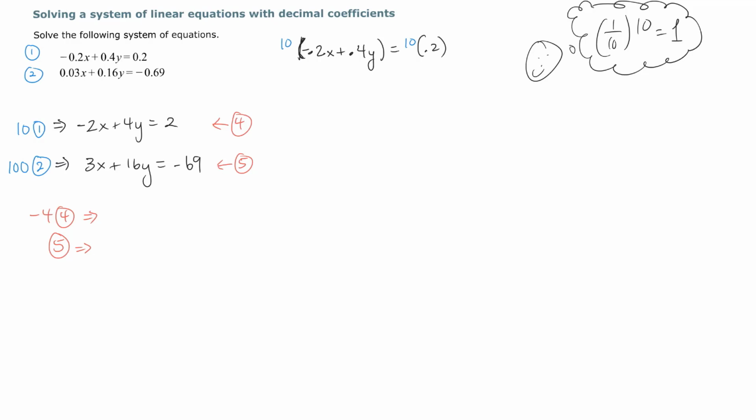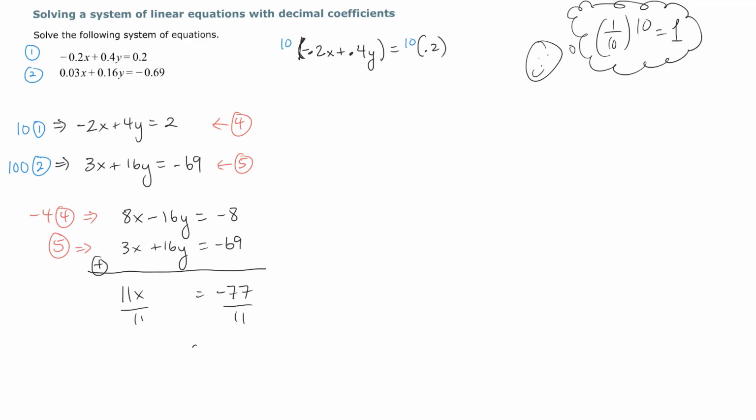Let's find out. 8x minus 16y is equal to negative 8. And then 3x plus 16y is equal to negative 69. Now we're going to do the addition method, so we're going to add vertically. And we get 11x is equal to negative 77, and then x is equal to negative 7.